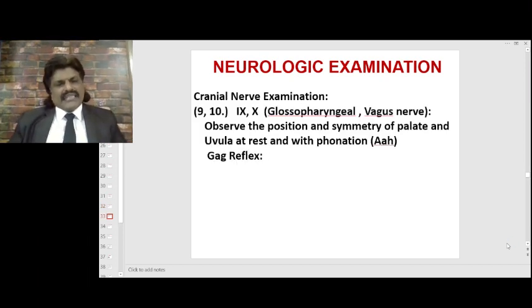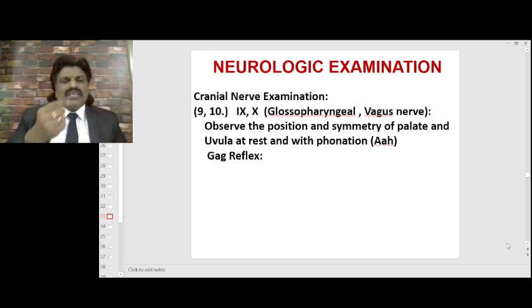The 9th and 10th cranial nerves, the glossopharyngeal and vagus nerve: we look at the position and the symmetry of the palate and uvula at rest and ask him to say phonation "ah", whether the palate and the uvula are moving well, whether they are in the center or deviated to one side. We check the gag reflex, it's a slightly uncomfortable procedure for the patient. On checking, we see the movement, whether it is symmetrical or not.